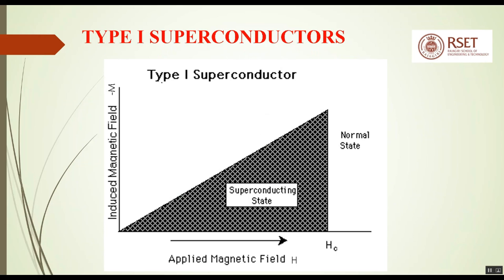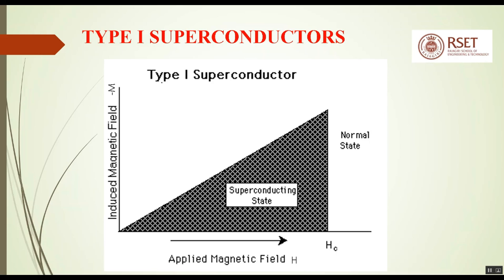Now let us discuss in detail type 1 and type 2 superconductors. First of all, let us see what are type 1 superconductors. Type 1 superconductors are pure metals which exhibit zero resistivity at low temperatures and have the property of excluding magnetic fields from the interior of the superconductor, which is nothing but Meissner effect. The identifying characteristics are zero electrical resistivity below a critical temperature, zero internal magnetic field, that is Meissner effect, and a critical magnetic field above which superconductivity ceases.